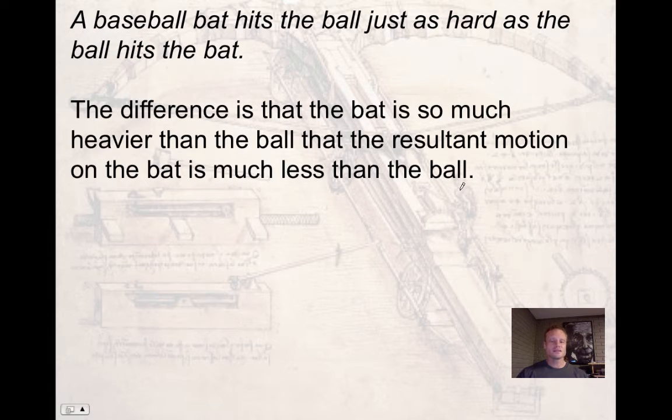Basically, the difference is that the bat is considerably heavier than the ball, and the resultant motion on the bat is much less than on the ball. And you have to imagine, too, the bat is in your hand, so you're holding it, so you are part of that mass, if you will. You're one with the bat in a way.